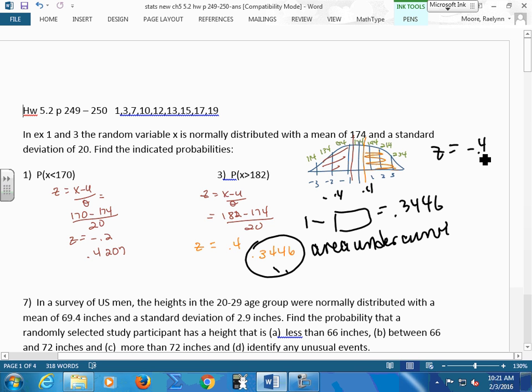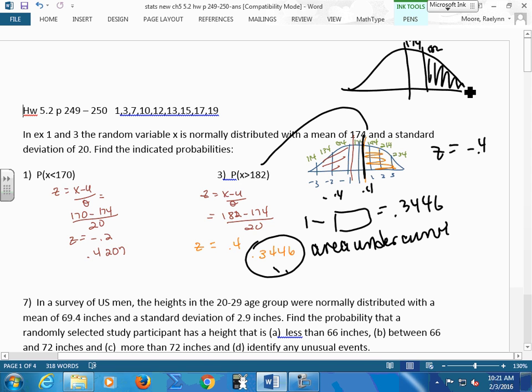How do you know when you do the 1 minus? That's where your sketch helps you. Your area on the table is always to the left. So if you want area to the right, you have to subtract it from 1. But here's what helps me. I look up this guy here. I say 182 falls over here. Here's my mean of 174. 182 falls here. I want my area to the right. So, Marissa, is this area less than 50% or more than 50%?